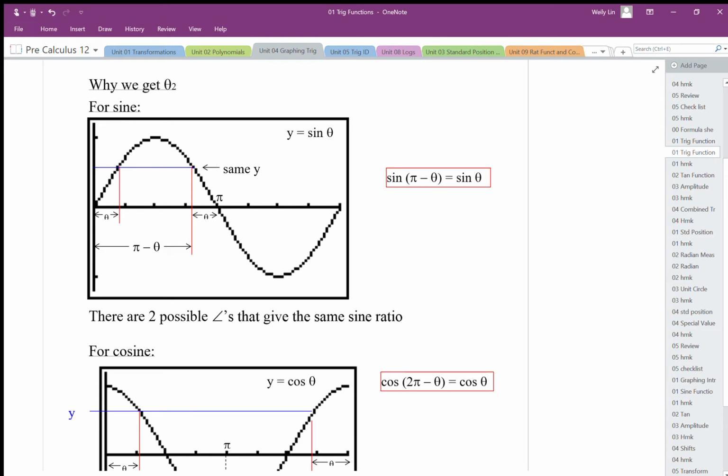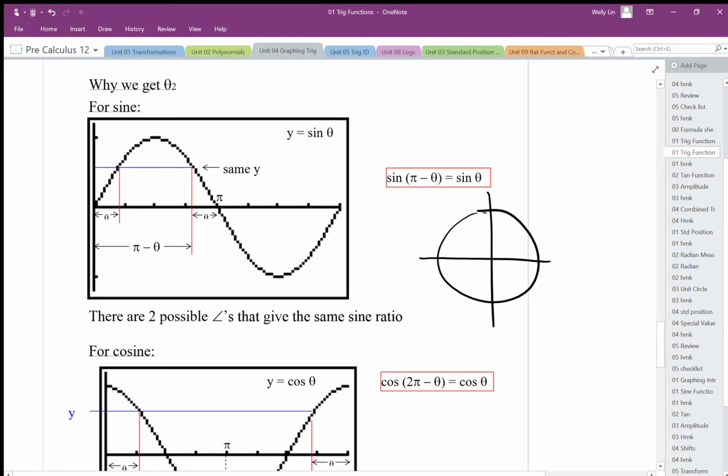Okay, in a circle, when we talk about a sine value, we say a sine value is the y position. I can have a sine value that has a position there, but I also have an equivalent sine value here. There's theta 1, and there's theta 2. So they both have the same y position.